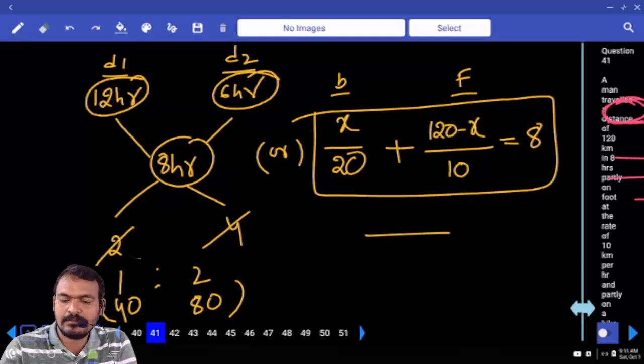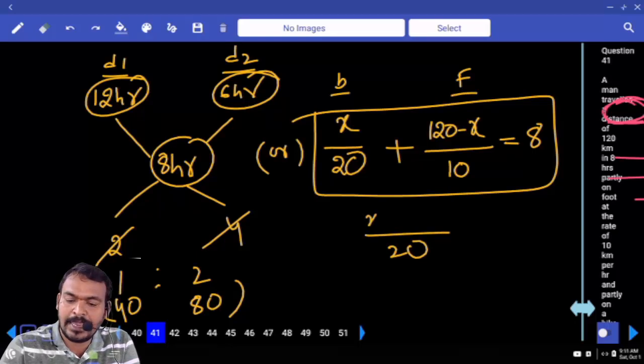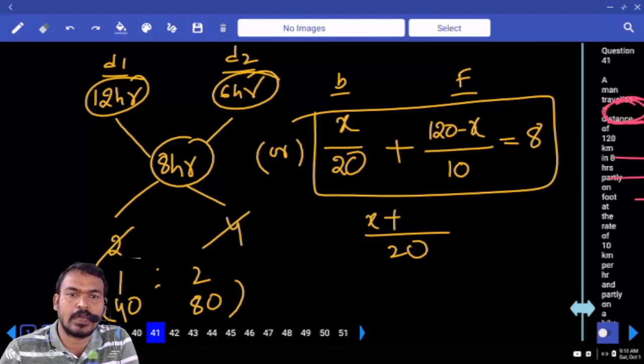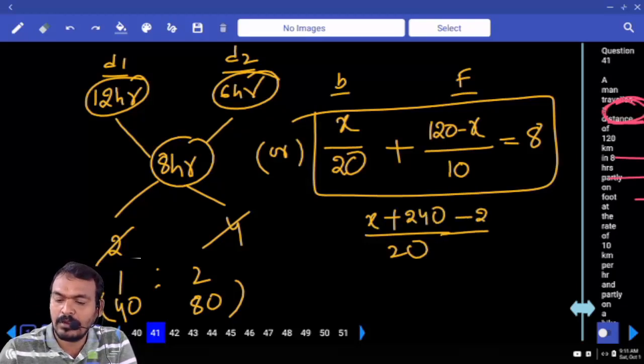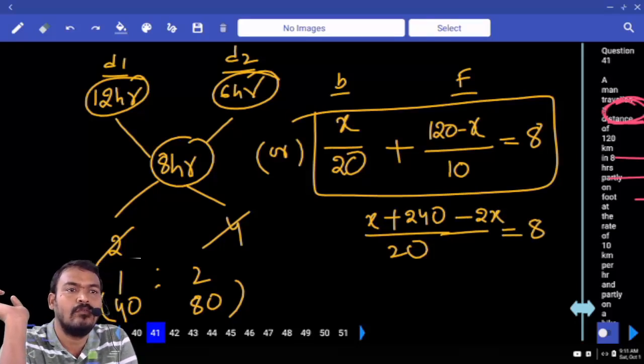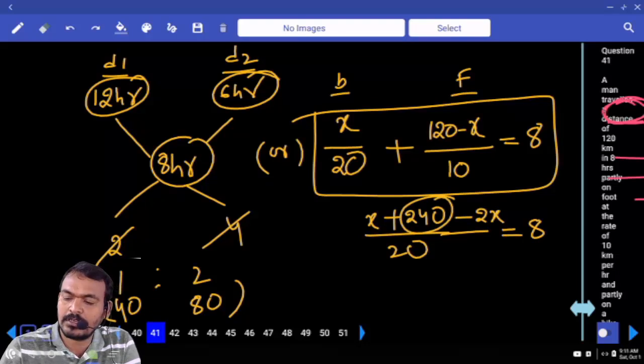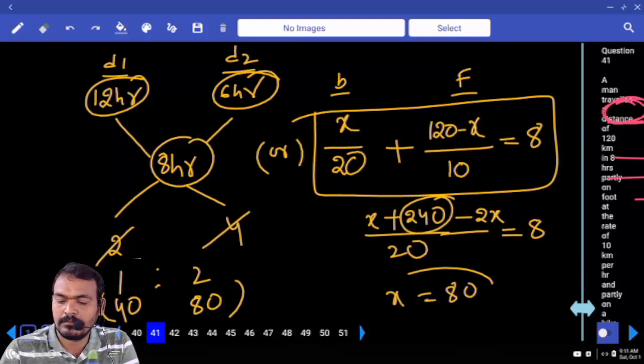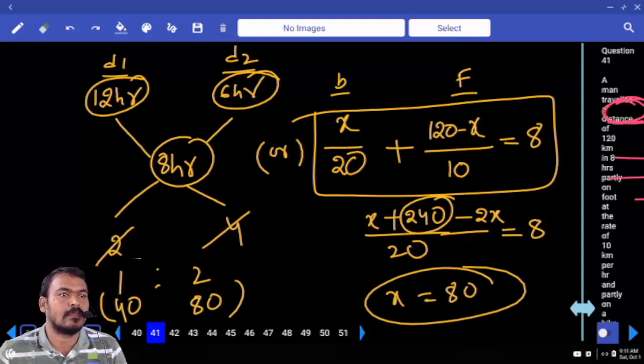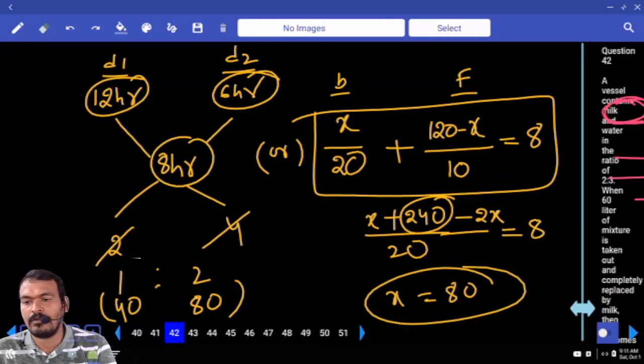What is the LCM? 20. 20 how many times? 1 time means x. 10 how many times? 2 times. 2 into 120, 240 minus 2x or not? That is equal to 8. 8 into 20, 160. 240, 160 difference? 80. Then x equal to 80 or not? Okay. Next question number 42.